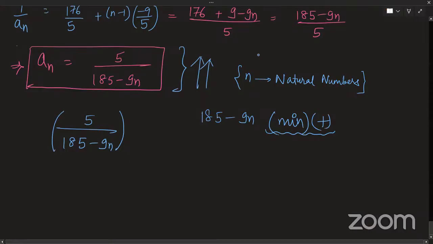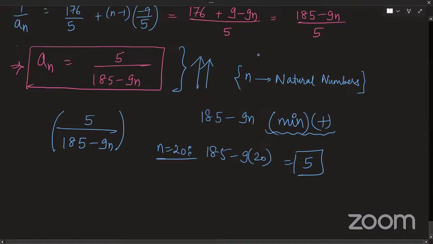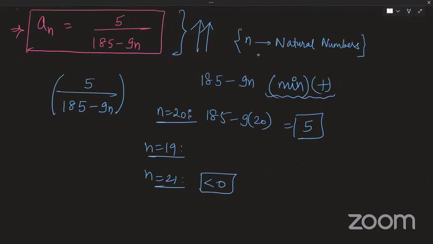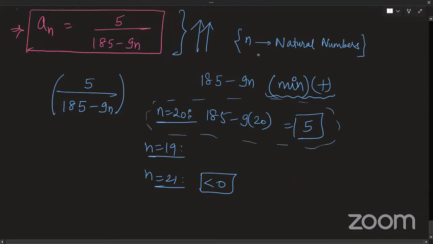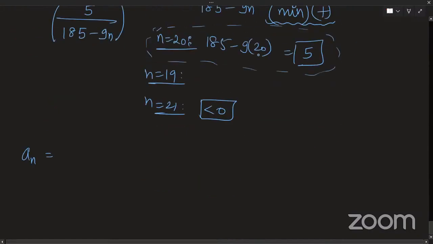You can just try. N is equal to 20, sir. Correct. N is equal to 20. So it will be 185 minus 9 into 20. So that is 5. You can check at 19, it will be lesser than this. At 21, it will grow negative. The value will grow negative. So yes, n is equal to 20 is correct.